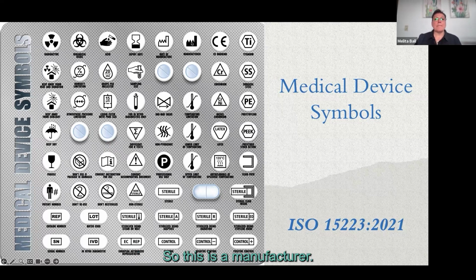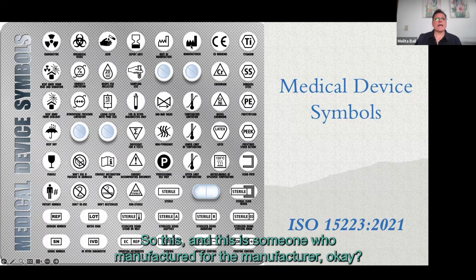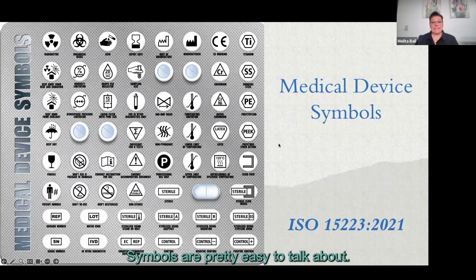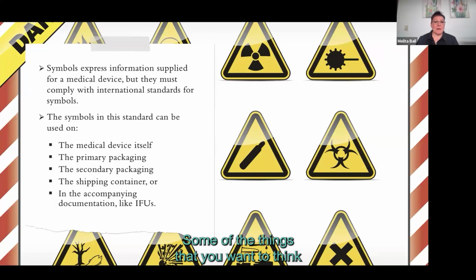Here is a really good symbol. This is a manufacturer. So this is someone who manufactured for the manufacturer. Okay. And then we have the CE mark there as well. So let's dive into medical device symbols. I don't have a whole lot here. Symbols are pretty easy to talk about. Some of the things you want to think about is that they express information supplied for the medical device without using a lot of space. And just think about that a minute. How does that benefit you as a manufacturer? We're going to tell you in just a few minutes.